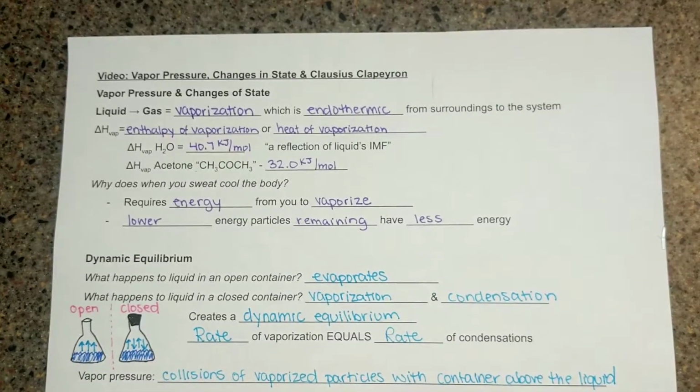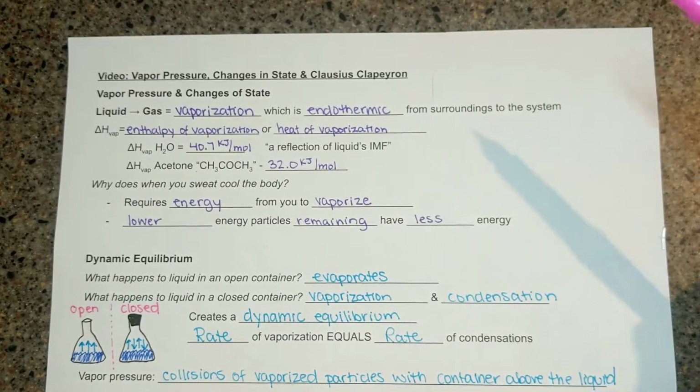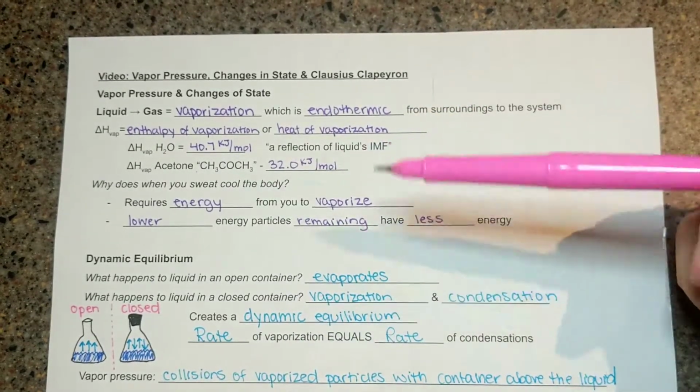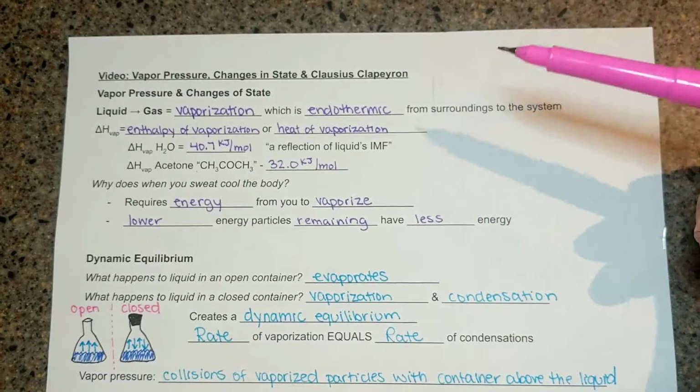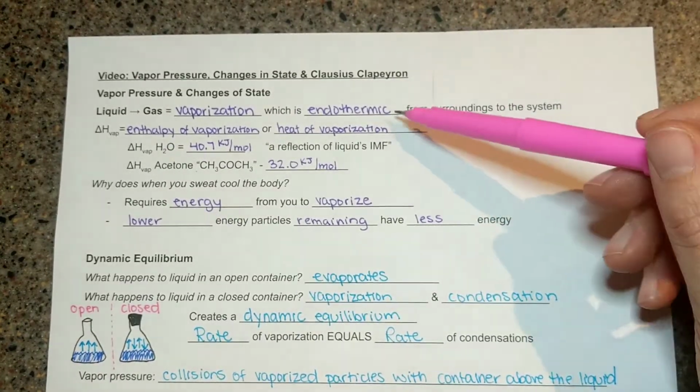This video is on vapor pressure, changes in state, and the Clausius-Clapeyron equation. So to start off with, we're going to talk about vapor pressure and the changes of state that happen. When we look at a liquid to gas, we call that vaporization, and that's an endothermic process.